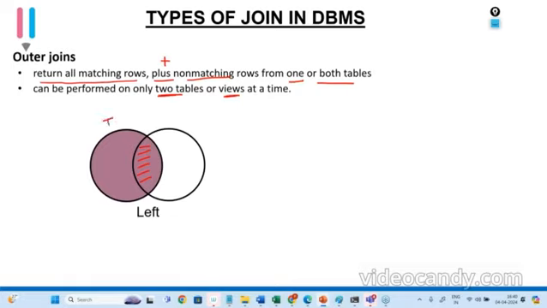Let's say we have two tables, table 1 and table 2. Now we are doing a left join. So when we are doing a left join, what we get is which value of table 1 is matching with which value of table 2. Along with that, we also get all the values of table 1, the left table.